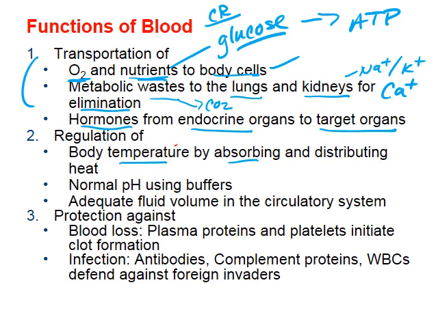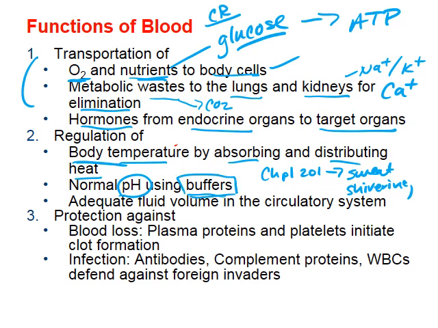Regulation of body temperature by absorbing and distributing heat. Go back to chapter 1 in 201 and talk about sweating and shivering, right? What's the whole point of sweating and shivering? That's to help you maintain homeostasis and maintain your normal body temperature. Also, pH regulation using buffers. We're going to come back and talk about this, so right now, just kind of hold on. I know I mentioned it briefly when we talked about chemistry, but remember that your blood has to be around 7.35 to 7.45, and we'll talk about why down the road.